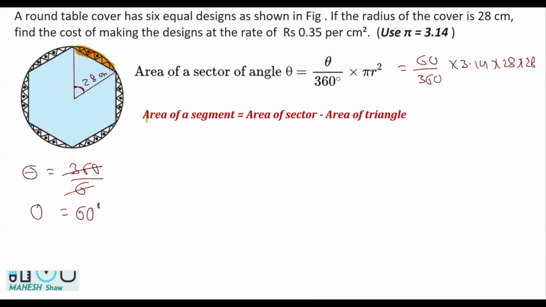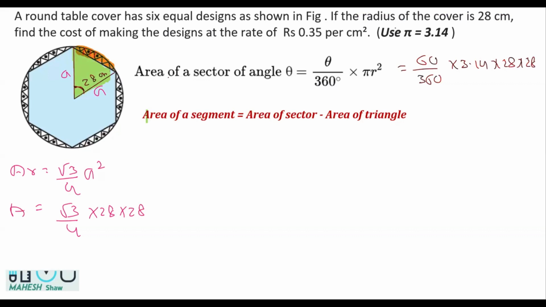You can see it's an equilateral triangle, right? In the case of an equilateral triangle, the area is root 3 over 4 a square. Why am I taking this as an equilateral triangle? Because this is an isosceles triangle with vertex angle 60 degrees, so that is always an equilateral triangle. So this is root 3 over 4 times a square, and a is how much? 28. So it's 28 into 28.